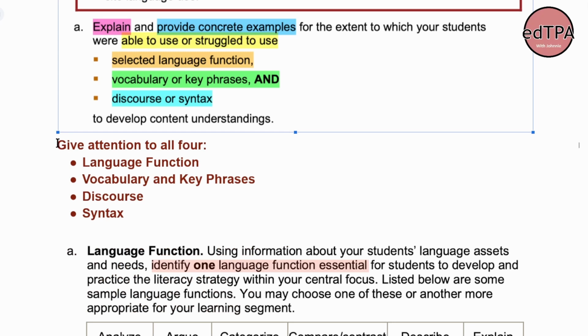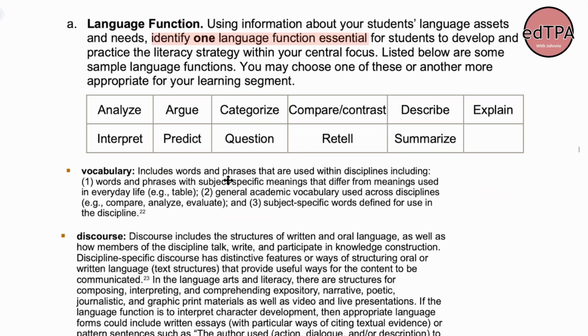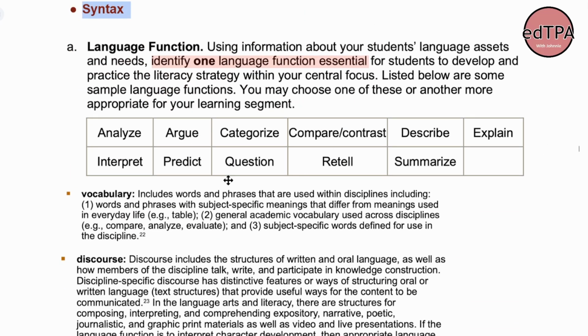My suggestion, give attention to all 4: language function, vocabulary and key phrases, discourse, and syntax. So some definitions here. I'm going to read them.